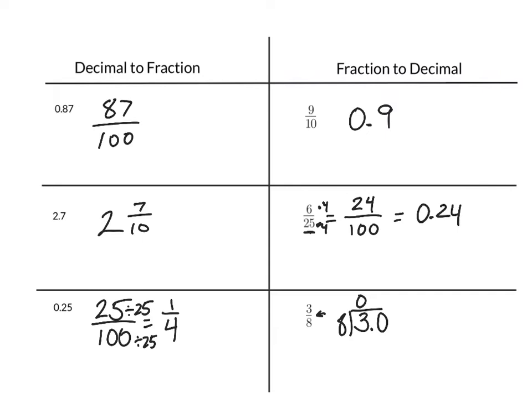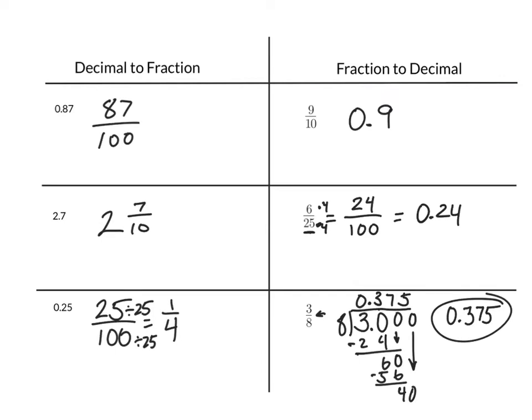Decimal, 0, to have more digits to deal with here. So 8 goes into 33 times. Okay, so I subtract 24. I get 6, put a 0, bring it down. 8 goes into 60 7 times. That's minus 56. Subtract that, I get 4. Put another 0, bring it down. 8 goes into 40 5 times. So my decimal for this one is 375 thousandths.